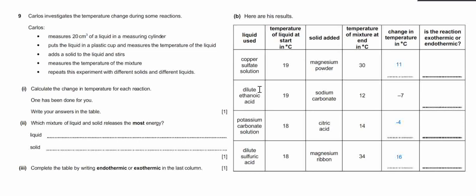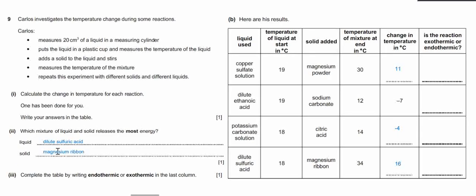Okay, time up. Let's check out the answer, guys. You may pause if you're not finished. So the most energy is the highest temperature change, which will be this one, 16. So the liquid is dilute sulfuric acid and the solid is magnesium ribbon.